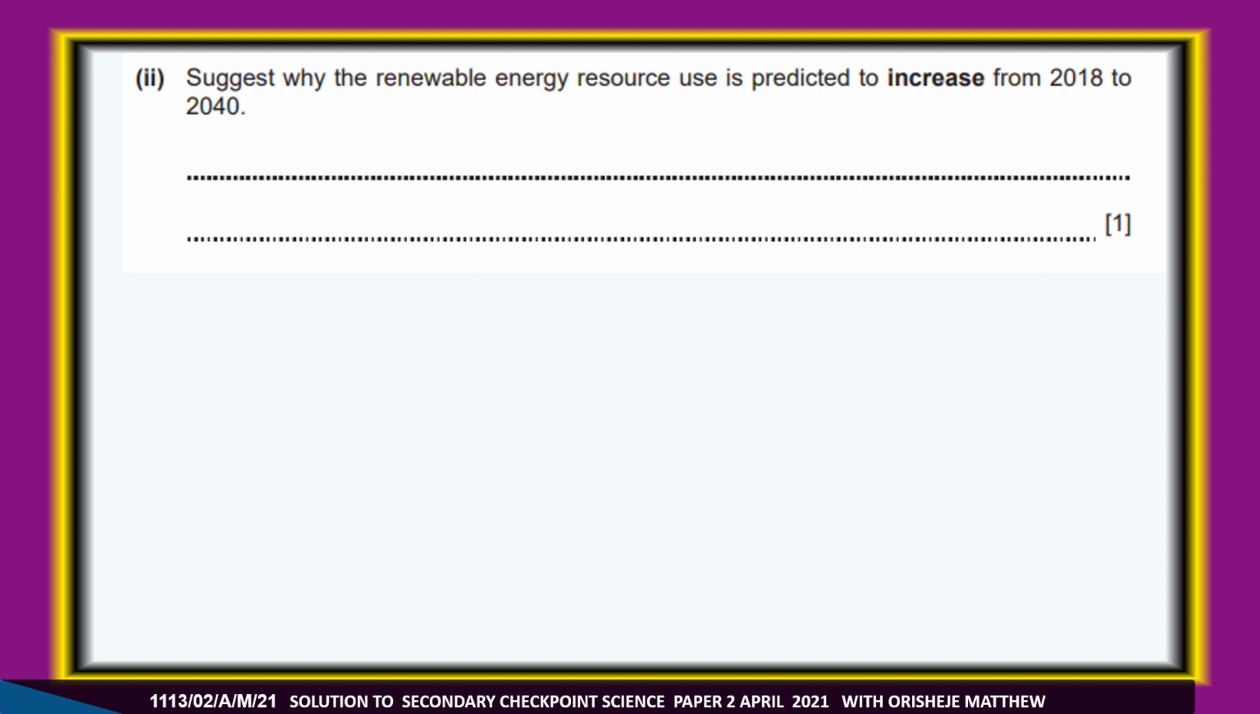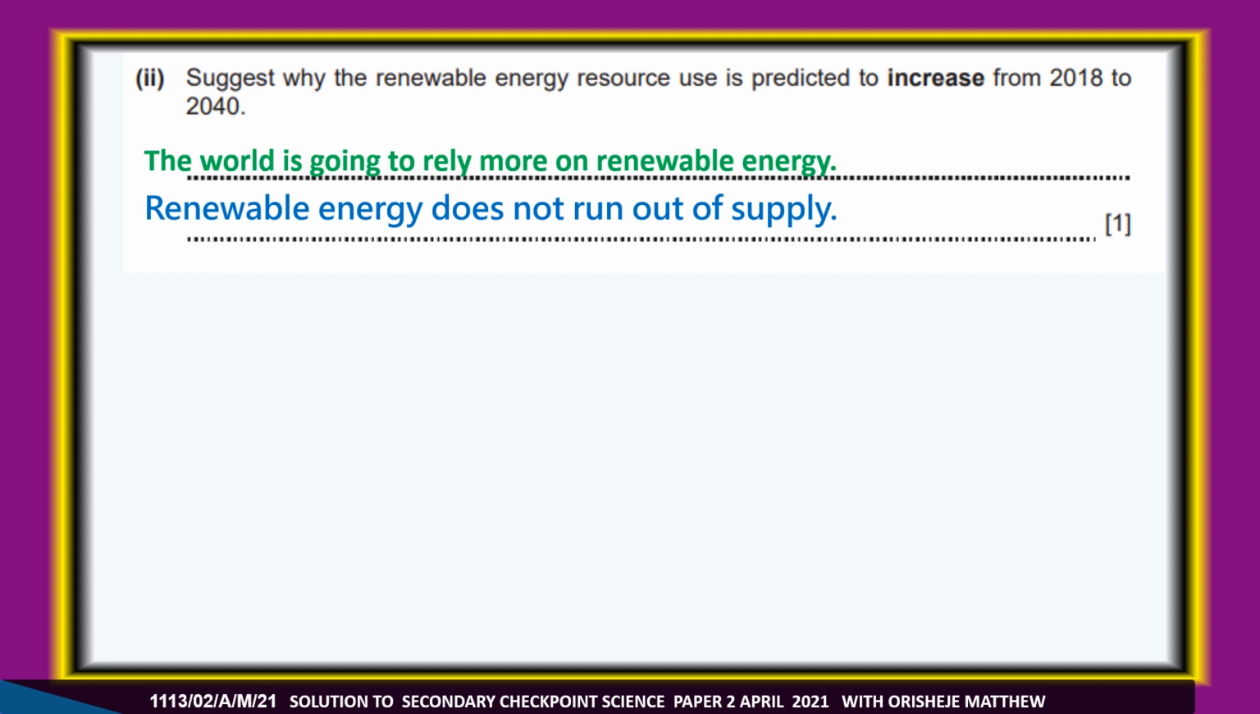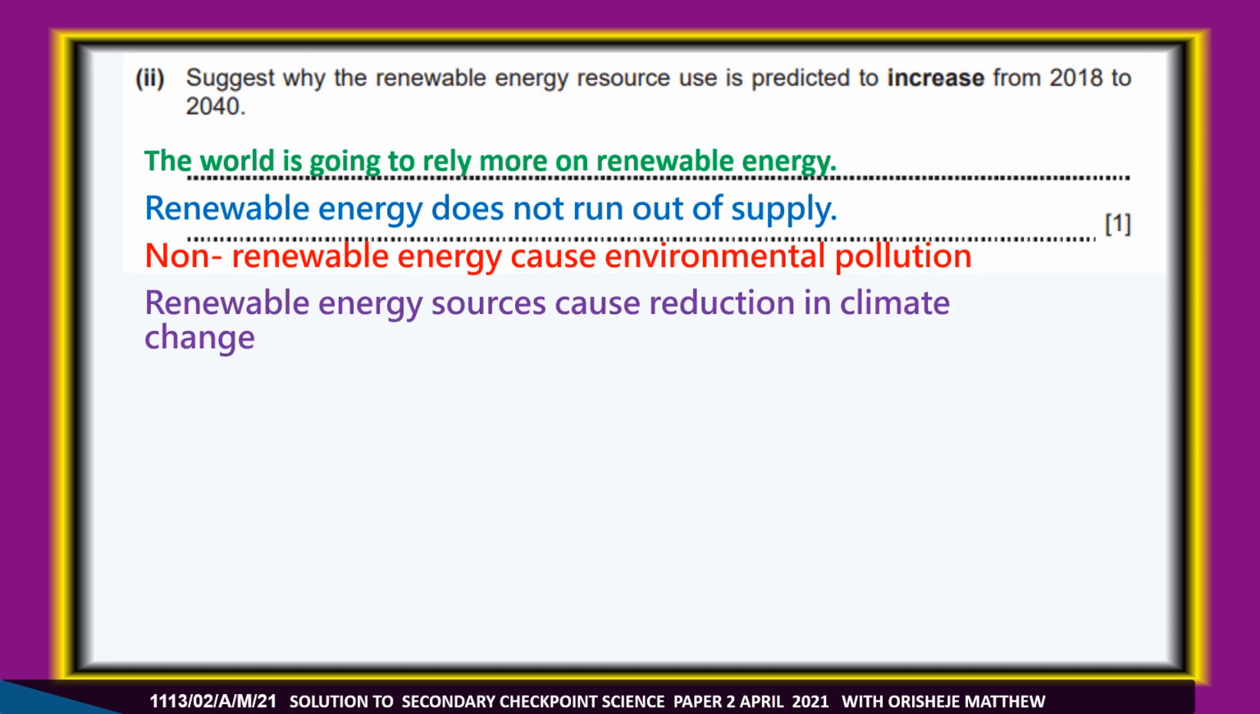Suggest why the renewable energy source use is predicted to increase from 2018 to 2040. The world is going to rely more on renewable energy. Renewable energy does not run out of supply. Non-renewable energy can cause environmental pollution. Renewable energy source can cause reduction in climate change.